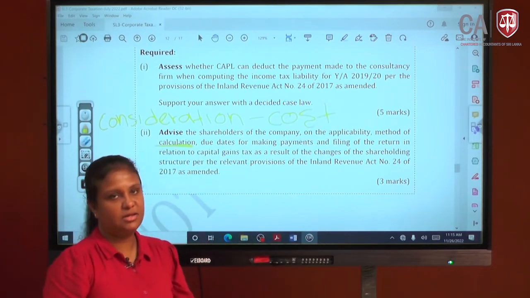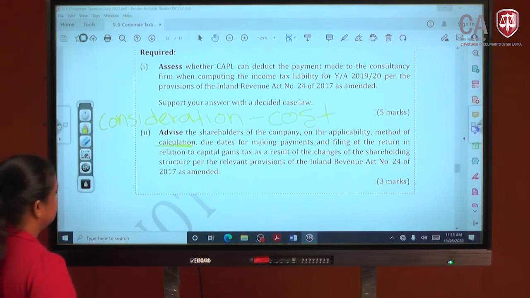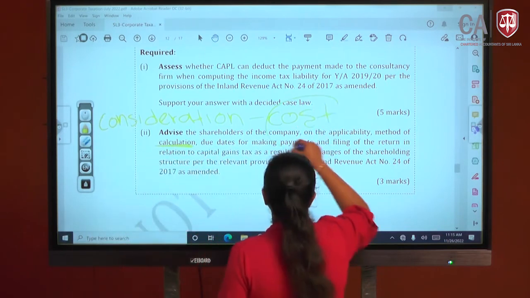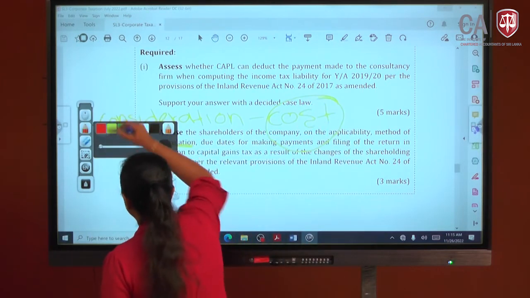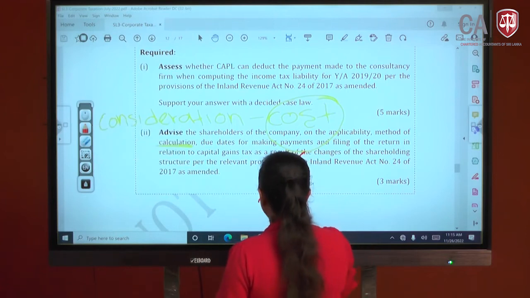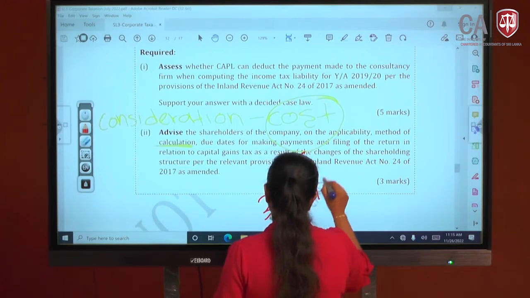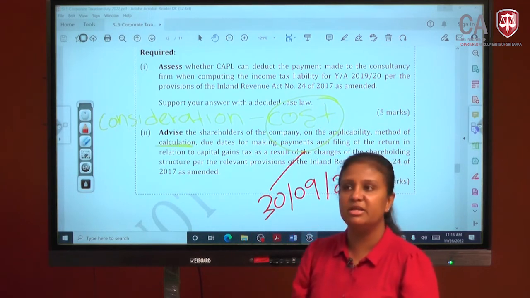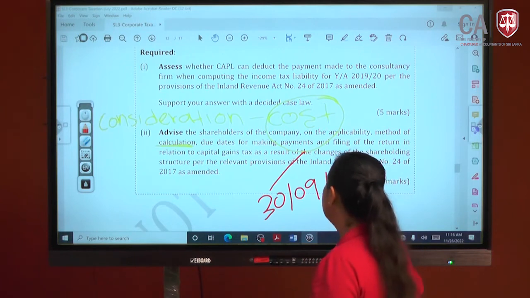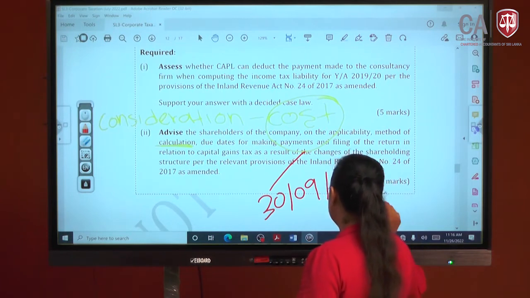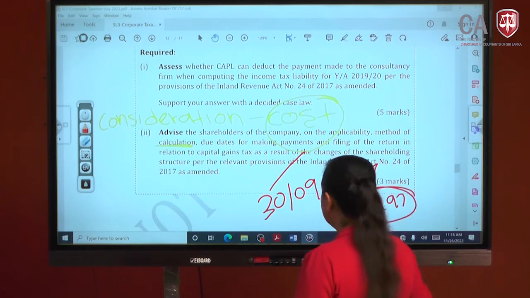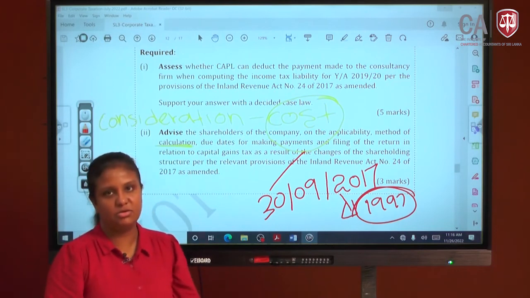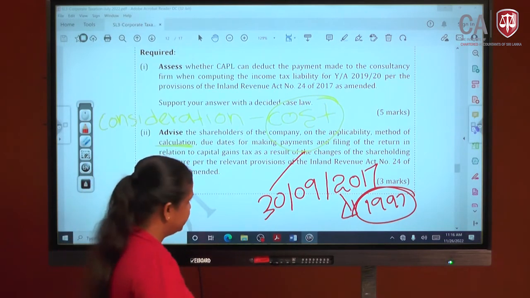Consideration minus cost. Now the consideration at the disposal and the cost. When it comes to the cost, you need to tell this is the 30th September 2017 valuation. We have to take it or not. Based on the information provided, the shares were invested by Mr. Saman in 1997. That means it's prior to 30th September 2017. Then you have to take the valuation on that.